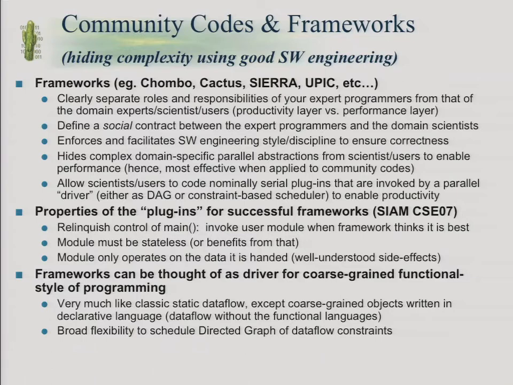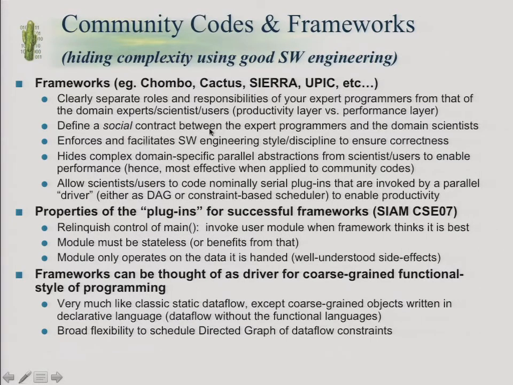UPIC is a particle framework. It's a toolkit for creating particle and cell codes. Sierra is a finite elements toolkit for doing finite element structures codes. Chombo and Cactus were invented for PDEs and block structured grids, and Chombo is targeted at AMR, adaptive mesh refinement type applications. Cactus can do that too, but Chombo has a longer history with that than Cactus. So the key is that, in order to enable these features that I talked about in the previous slide, I'm going to point using.